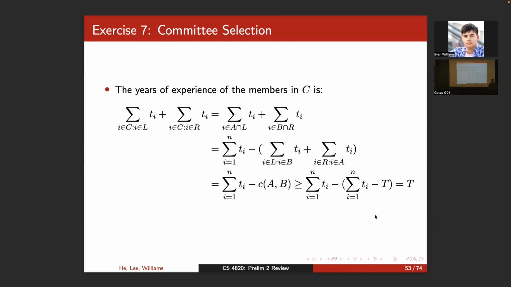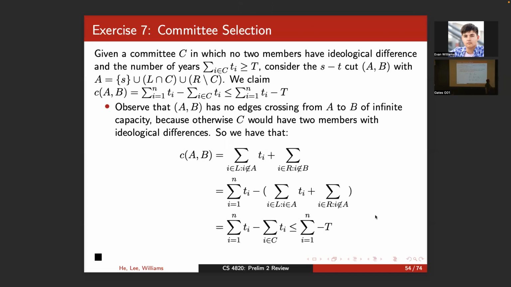Yeah, so the value of the cut represents basically the amount of years of experience you're missing out on, right? And so of all the valid committees we can form, we want to minimize the years of experience we are not selecting, right? And the inverse claim is that given a committee C in which no two members have ideological differences and the number of years is greater than or equal to T, consider the ST cut of the form that we created, right? It must be a minimum cut on our graph.